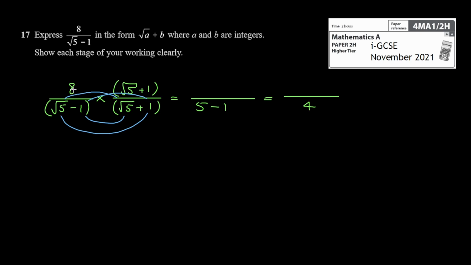Okay, now the numerator, well, that's a lot simpler. We're just multiplying 8 by both these elements in the bracket. So I get 8 root 5 plus 8. And as I hoped and predicted, the 4 cancels with that 8 and that 8, leaving 2 and 2. So our answer is 2 root 5 plus 2. And that will be your answer.